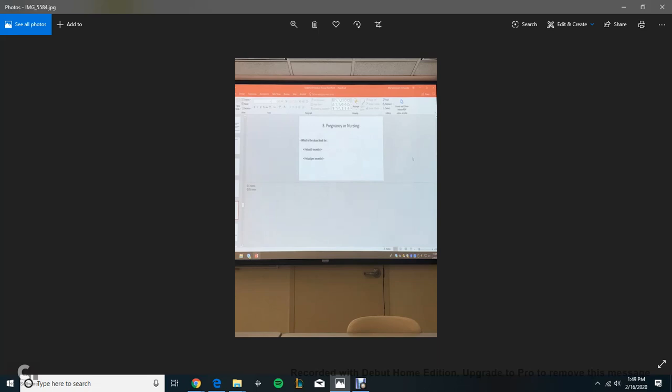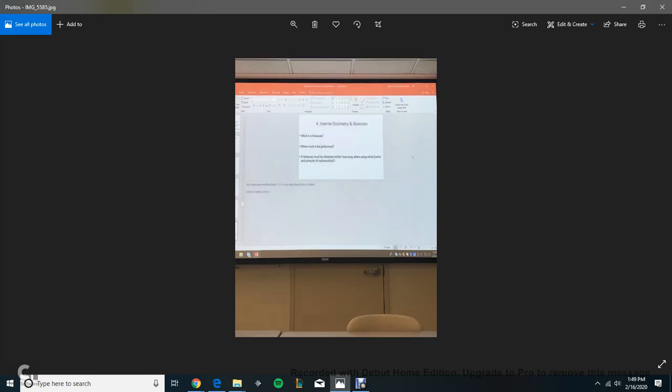Pregnancy or nursing: what is the dose limit for the fetus? 0.5 rems for 9 months, or it is 0.05 rems per month.